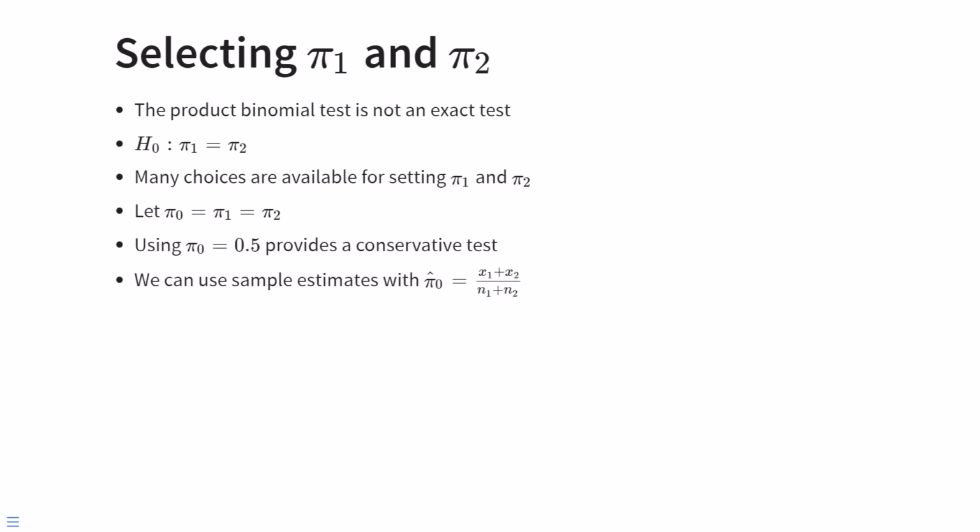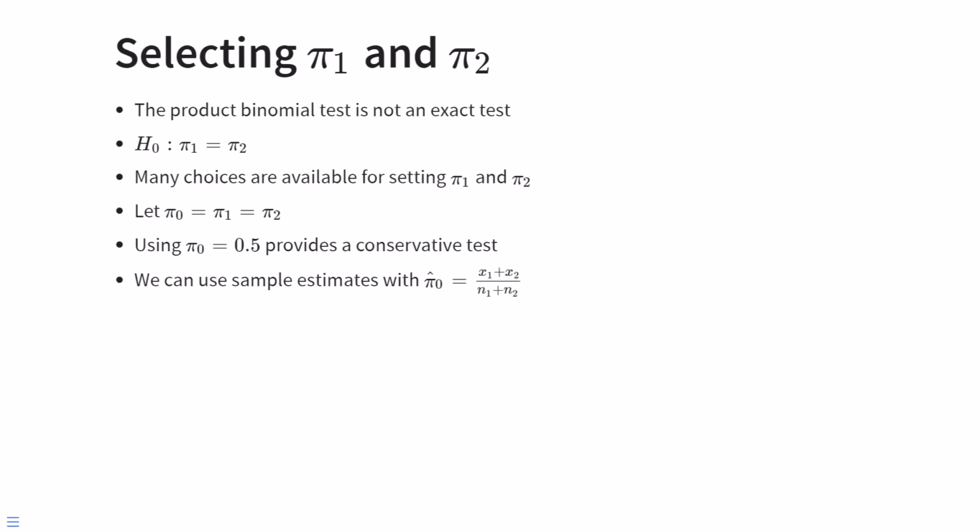We can actually use sample estimates for that pi 0. How do we do that? Well, if we're assuming that pi 1 and pi 2 are the same value, that means that we can use every one in both samples combined in order to calculate that common proportion. So we can take the number of successes from the first sample, the number of successes from the second, divide that by the total in our samples, and that would give us our pi hat sub 0.